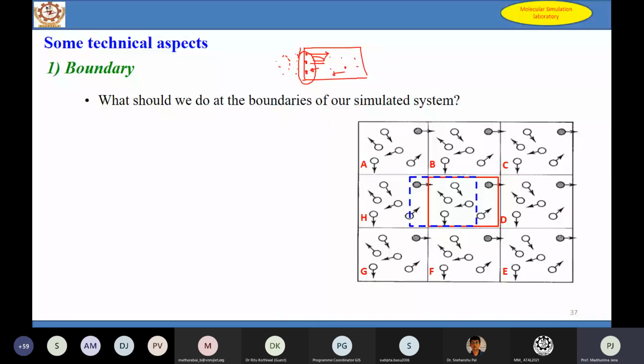Okay, so to minimize the surface effect, we have to replicate the central simulation box in space. Here in this picture you can see that this red one is my main simulation box, and we replicate the simulation box over the space. This is the center one, and A, B, C, D, E, F, G, H, all these are replicated ones.